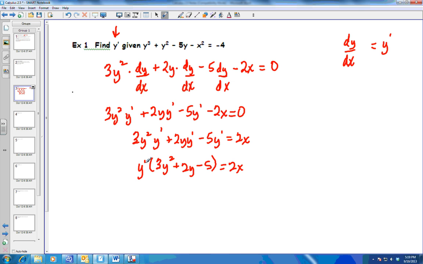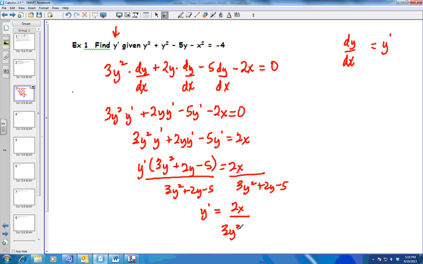Now if I'm solving for y prime, I'm going to divide by all of that on both sides. So y prime equals 2x over 3y squared plus 2y minus 5. And that's my answer. Okay? There's really no simplification I can do. I'm going to leave it just like that. All right, so let's do another one.